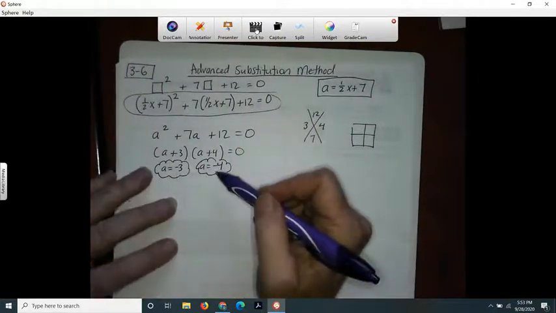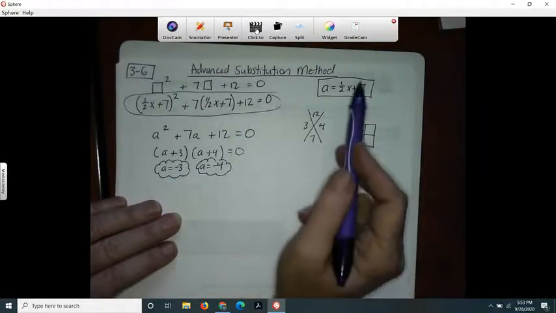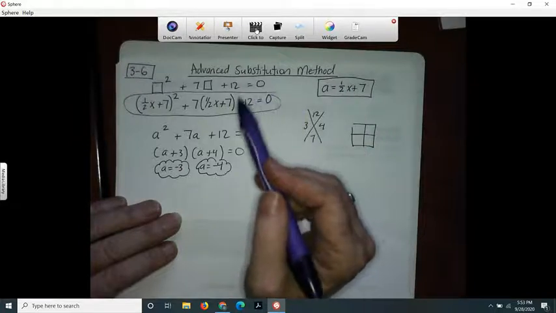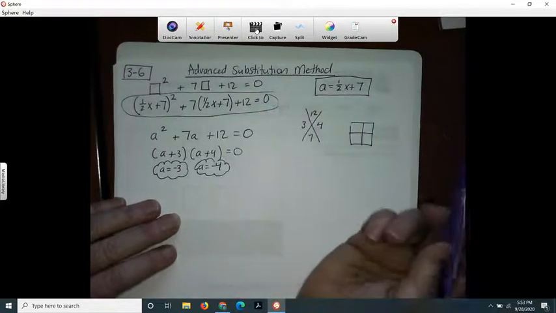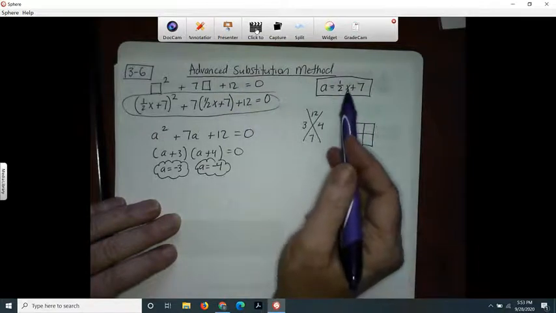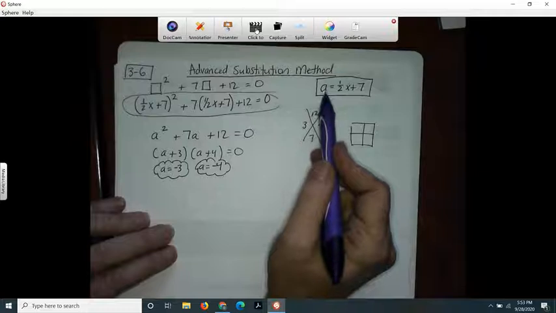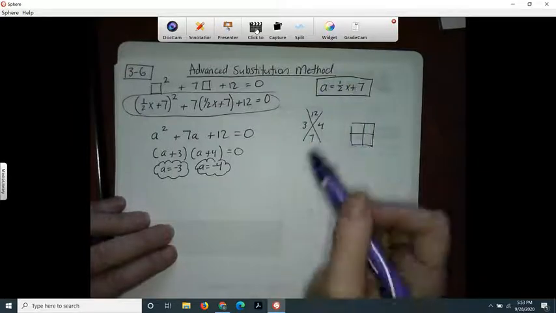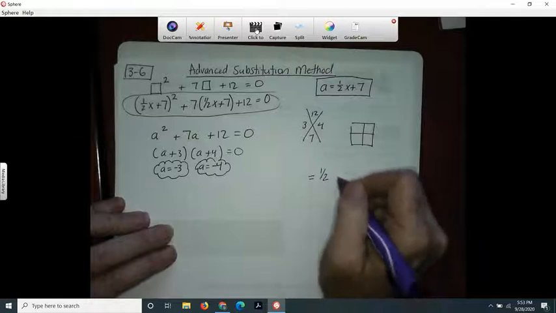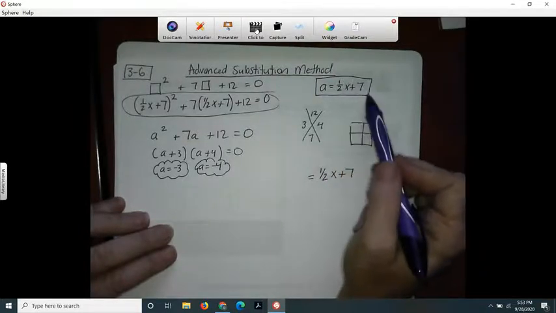I can get the answers if I plug those A's in right here. And then I plug whatever I get from this. Well, then I could plug it in and check my answer. But really I'm going to find out what X is by plugging the A's in here. So I'm going to grab this thing. I'm going to write it down like this. It says A is equal to 1/2 x plus 7.